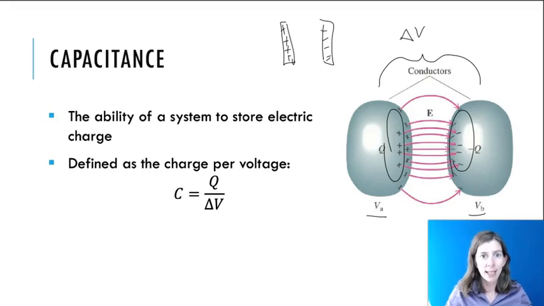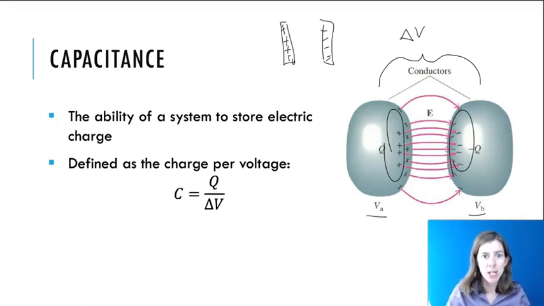So let's define capacitance: the ability of a system to store electric charge. It's helpful to think of it this way because then you can think of something having a high capacitance as storing more charge. And by storing more charge, it also stores more energy. So it's a really good way to think about it.